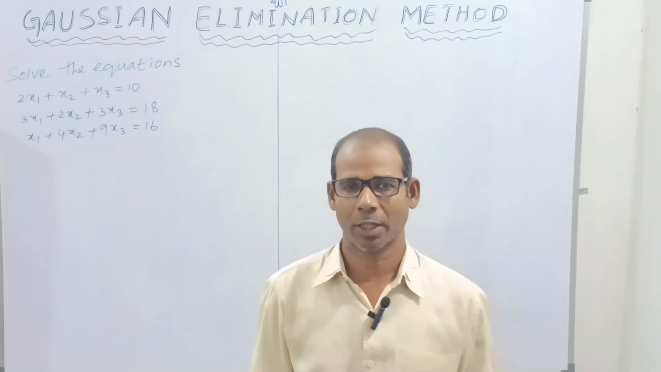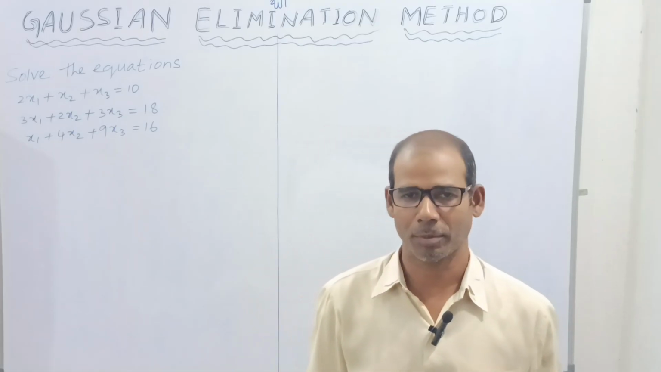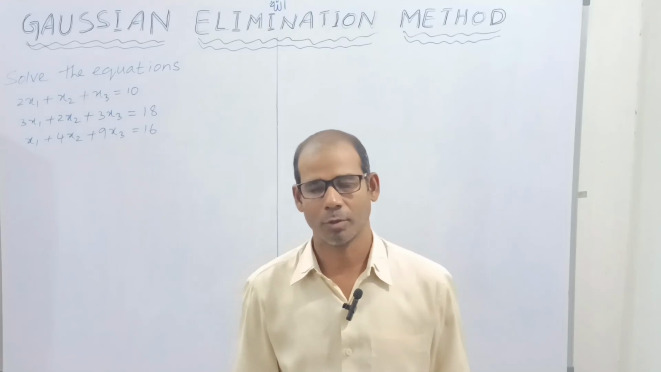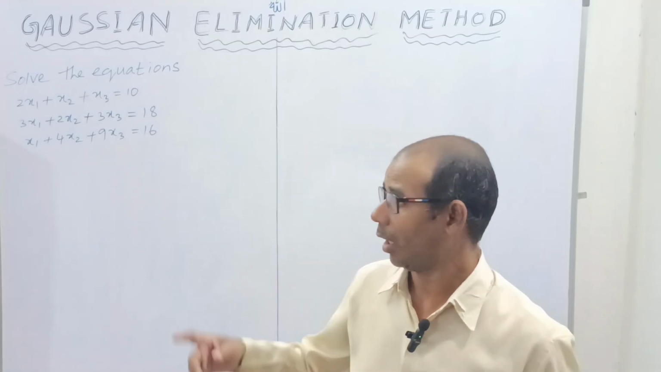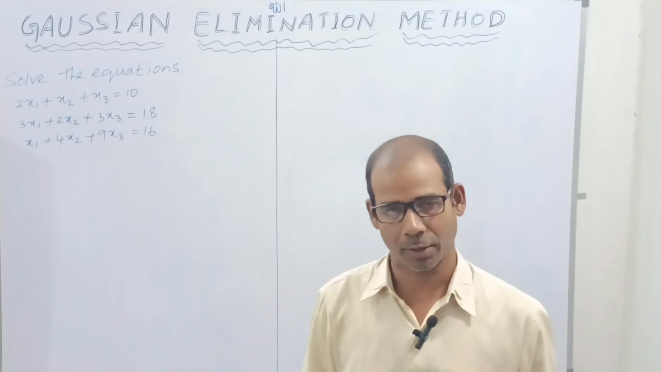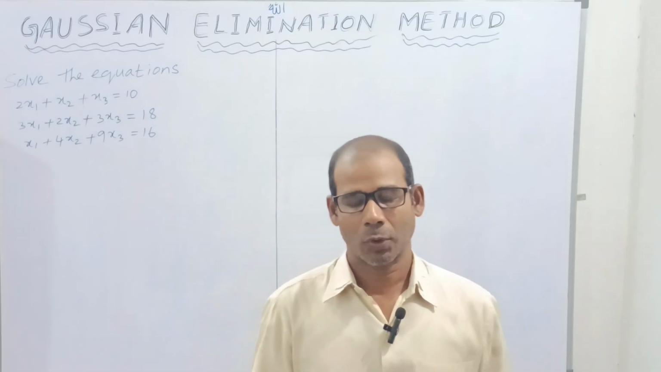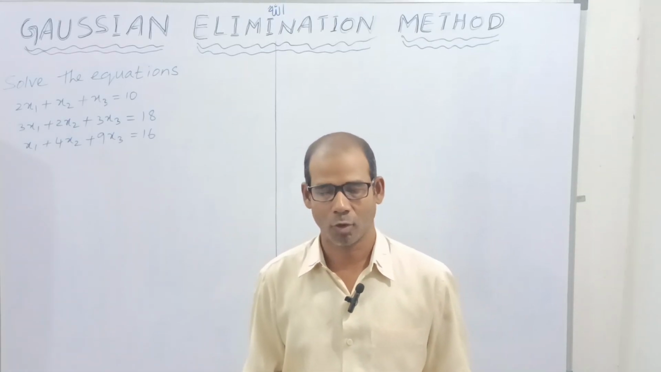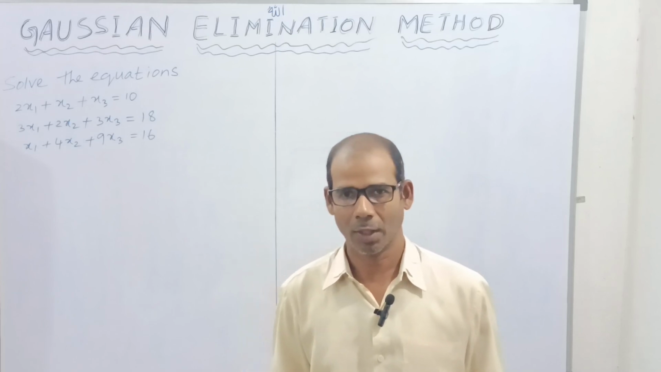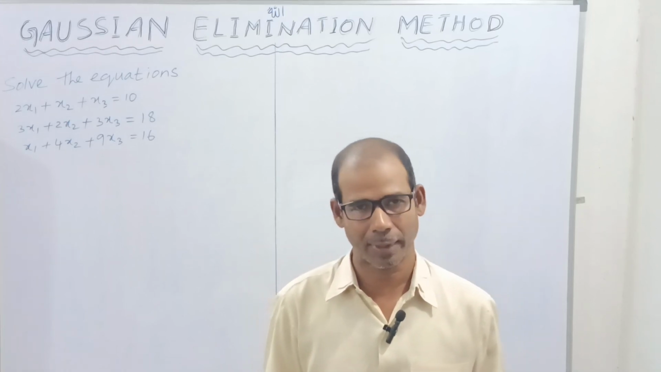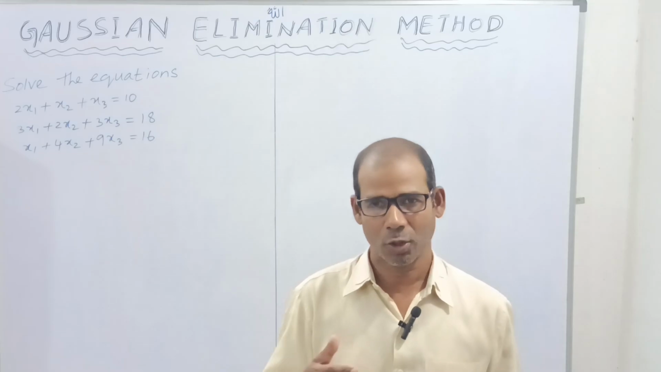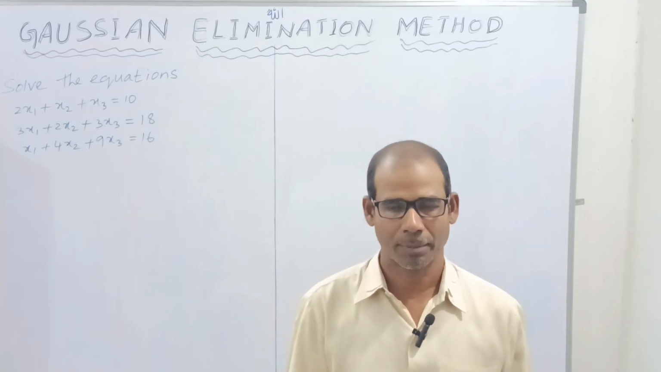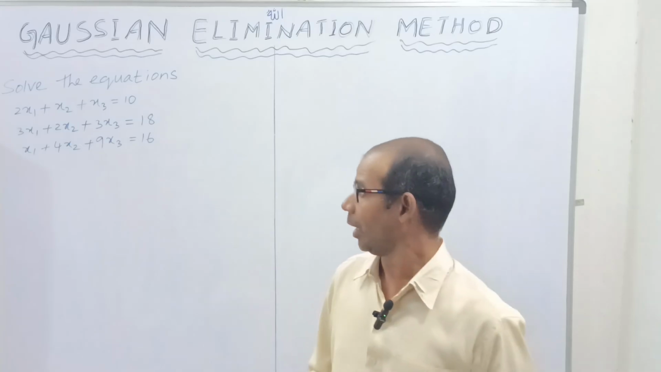So today we are going to discuss a new topic from the matrices, which is solving the system of equations by using the Gaussian elimination method, right? So what is this Gaussian elimination method? The Gaussian elimination method involves transforming the augmented matrix into an upper triangular matrix and getting the solution by backward substitution, right?